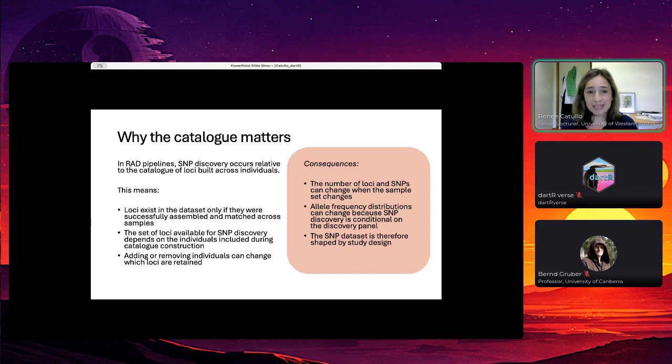And so basically your SNP data set is shaped by how you design your study, and that needs prior thought.